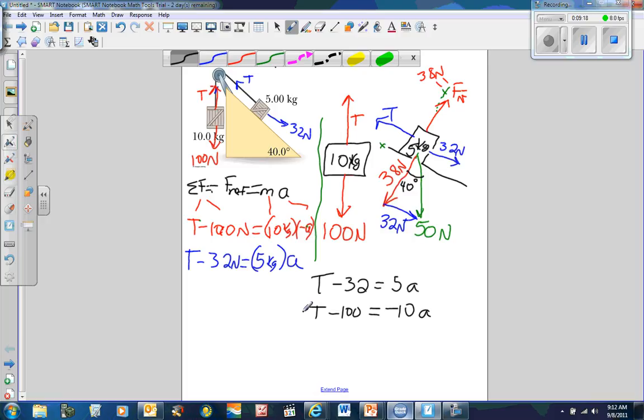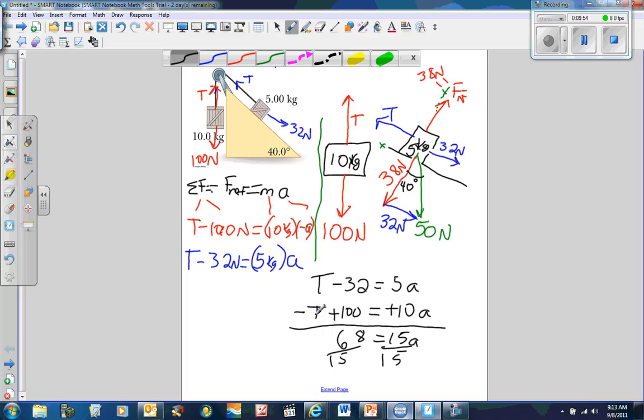All right, well, what I'm going to do, now you can solve and substitute. That's one way you can do it. But in this situation, what I like to do is just multiply everything by a negative. I can do that. And then I subtract. T minus T is 0. I just got rid of the T's. 100 minus 32 is 68. And then 5 plus 10 is 15A, so 68 equals 15A.